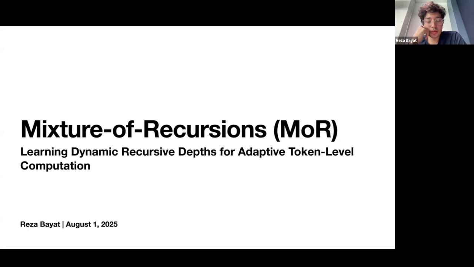Today I'm going to talk about Mixture of Recursions that we put on arXiv a couple of weeks ago. It's basically a new type of architecture to have different kinds of efficiency in one place.